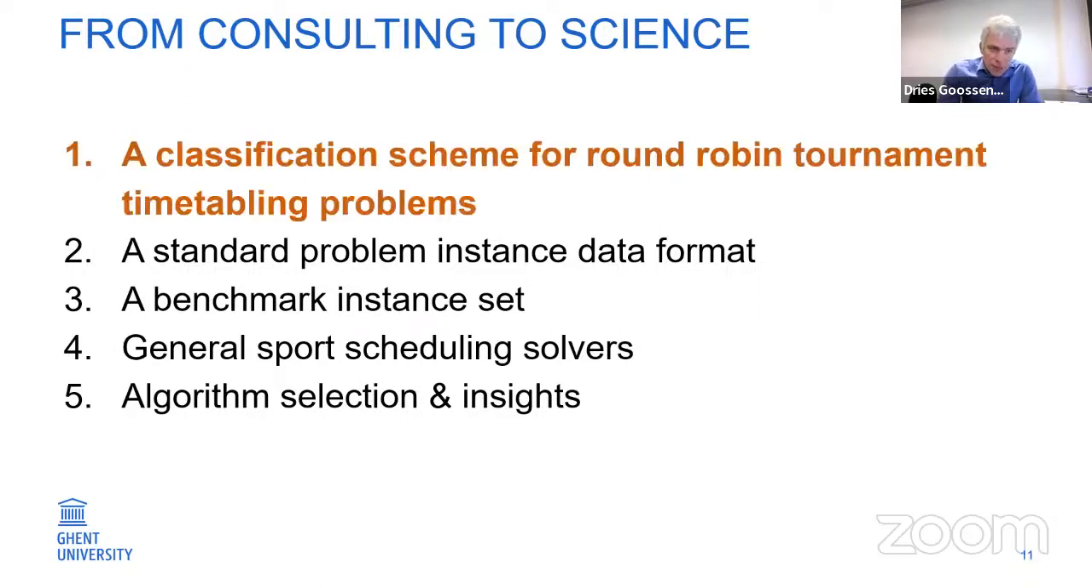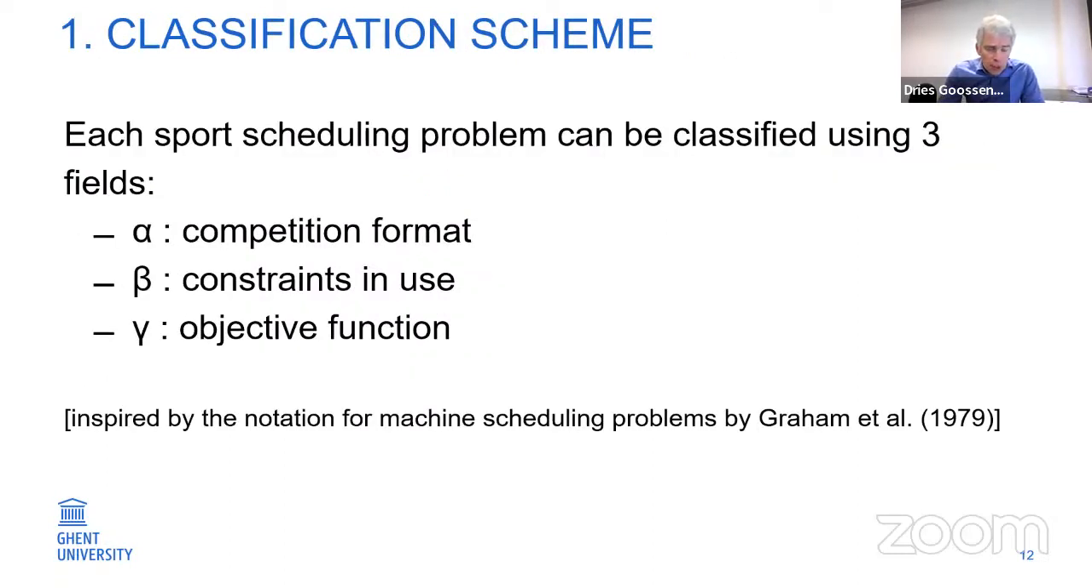All right, so the first step is this classification scheme. You must imagine that there are so many different sports scheduling problems, and they differ in the constraints that they use, they differ in the objective function that they have, they differ in the competition format that they deal with. So we came up with this classification scheme that uses 3 fields, alpha for the competition format, beta for the constraints in use, and gamma for the objective function. And of course, there are many schedulers in the audience, so they will immediately realize that this was inspired by the famous notation for the machine scheduling problem by Graham et al. So we tried to do something similar here for sports.